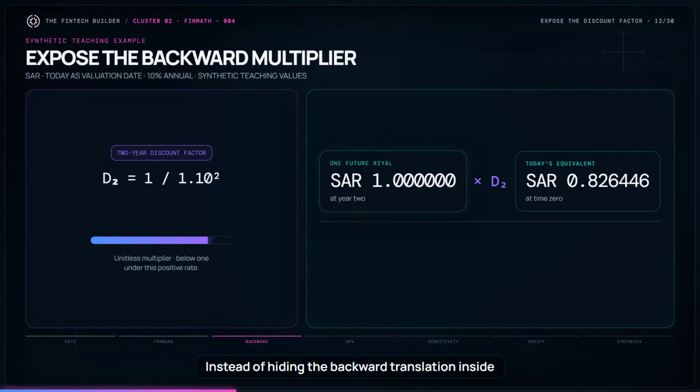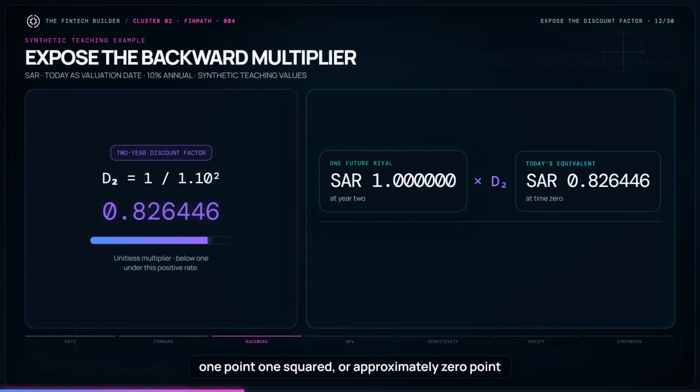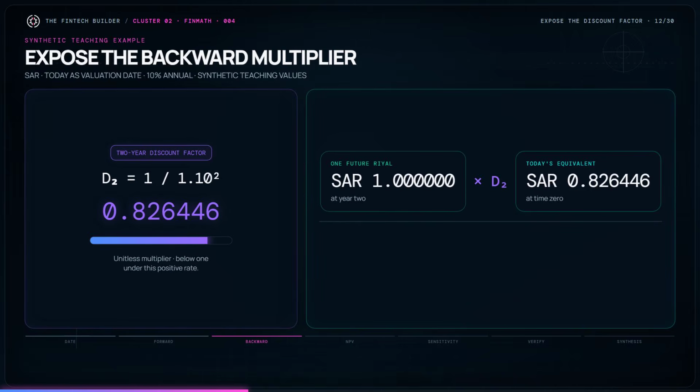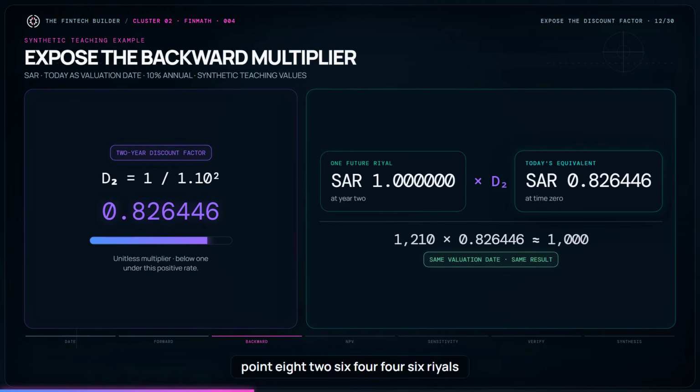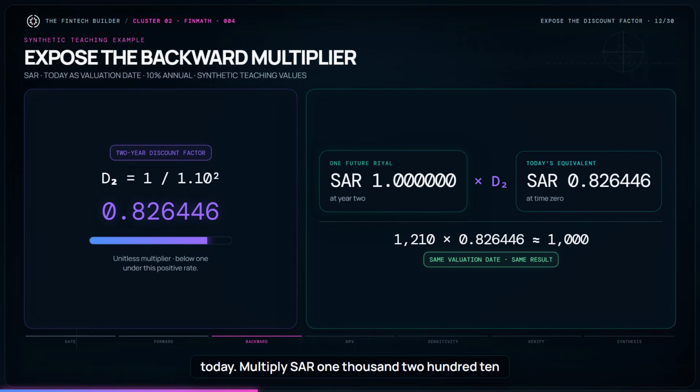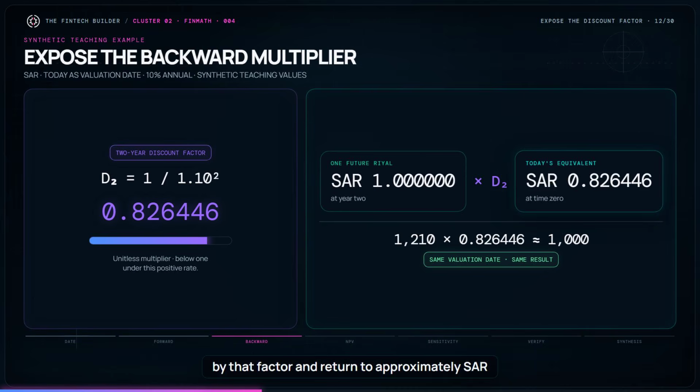Instead of hiding the backward translation inside division, we can expose it as a discount factor. The 2-year factor is 1 divided by 1.1 squared, or approximately 0.826446. Under this positive 10% rate, every 1 future riyal at year 2 is worth about 0.826446 riyals today. Multiply SAR 1210 by that factor and return to approximately SAR 1000.